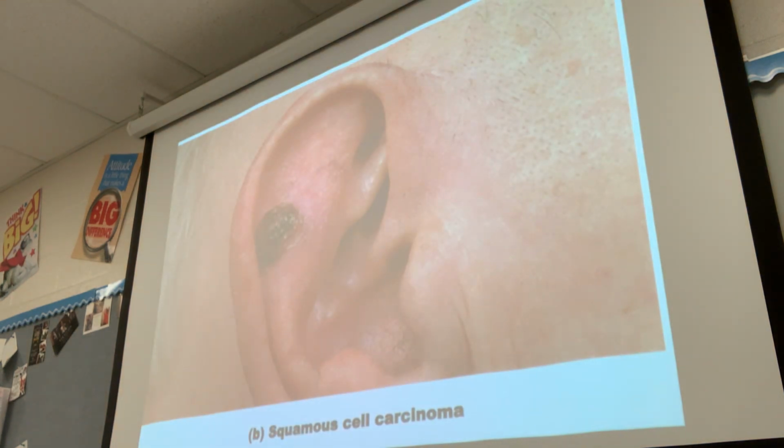Okay, so this is what squamous cell carcinoma looks like. You can see that it's definitely different from the basal cell carcinoma. It does have more of an enlarged mole appearance. A lot of times these are going to be located in places that people don't typically look. So like the ear or the back or the neck or something like that. Places that you don't normally look to find cancers.